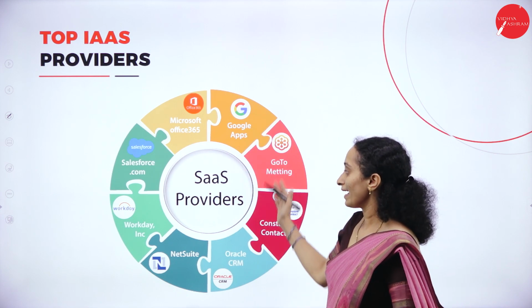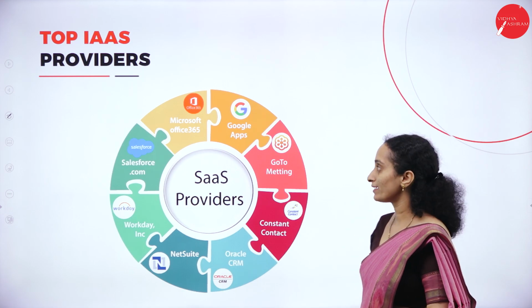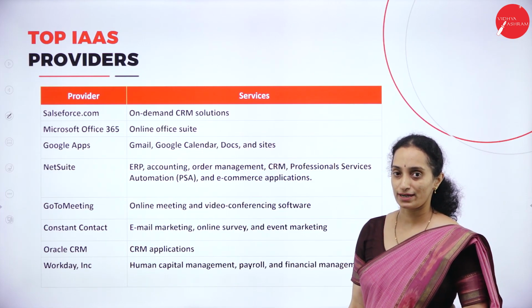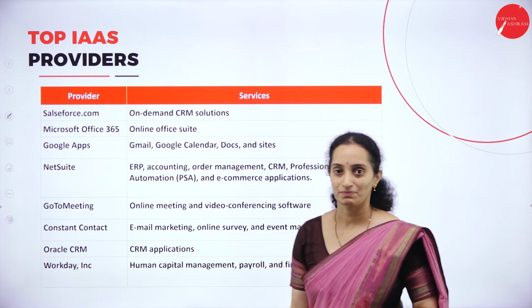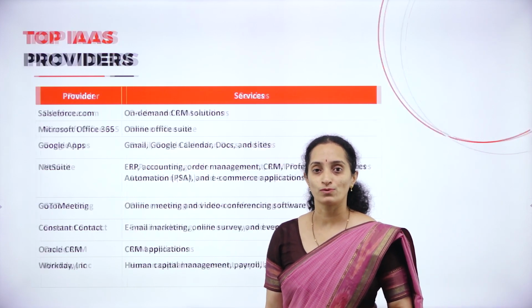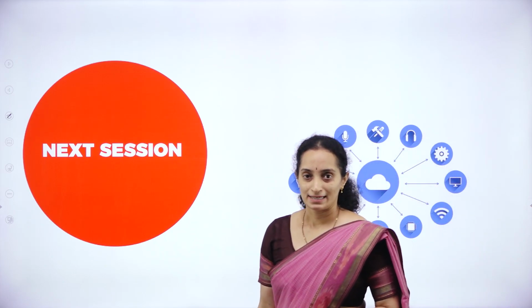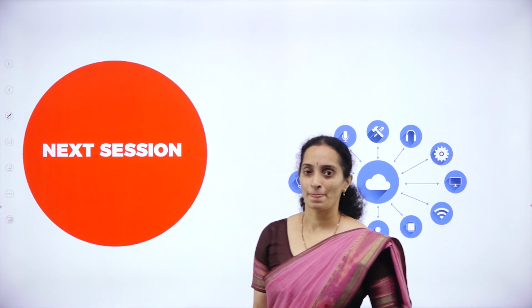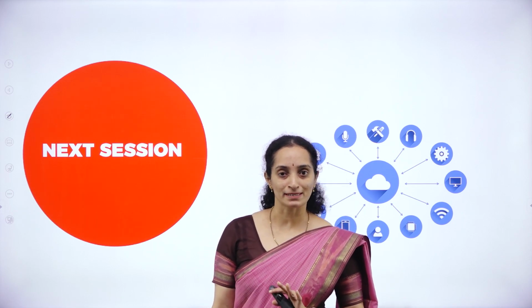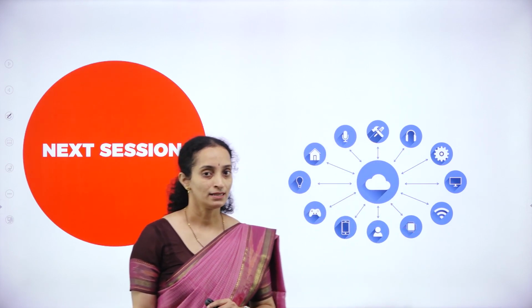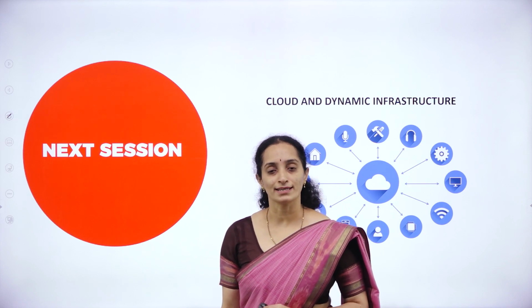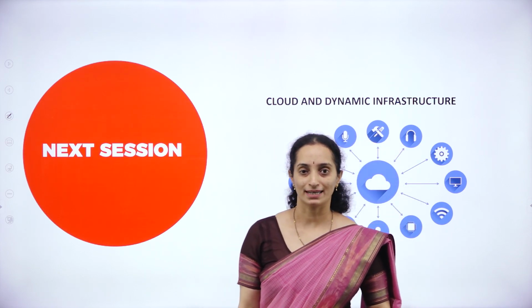We have the diagram of top SaaS providers which can provide you different services. The services provided by different providers have been listed out here. So this is all about the cloud service models. How do you get a service from the cloud? Mainly three types: IaaS, PaaS and SaaS. In the coming session, the discussion is all about the cloud and the dynamic infrastructure that is needed to provide the service to a client.